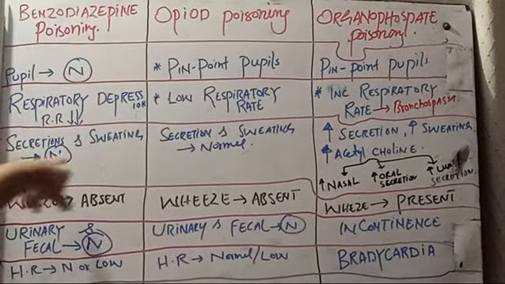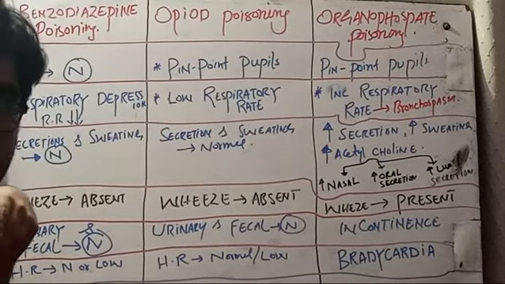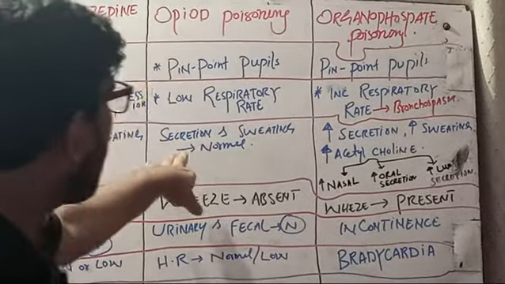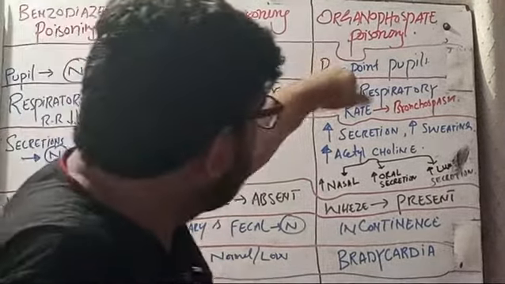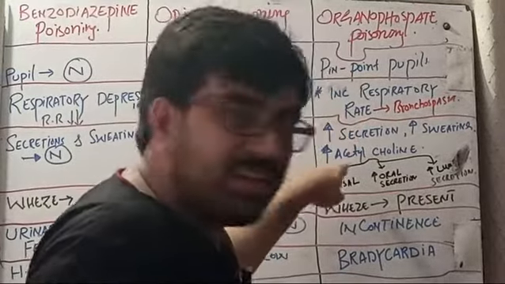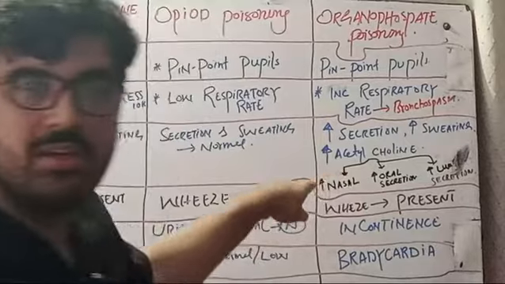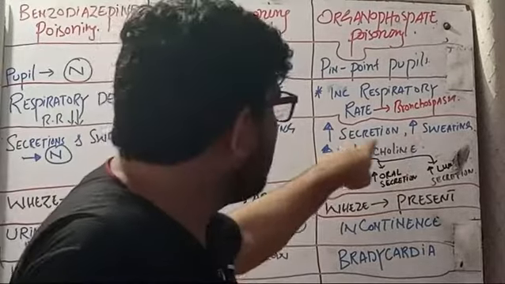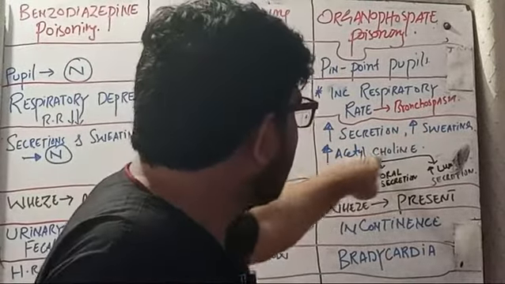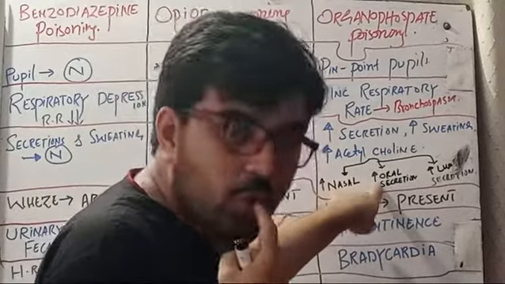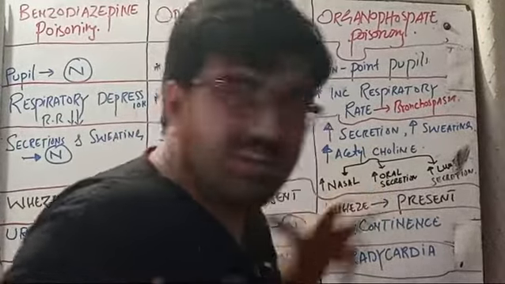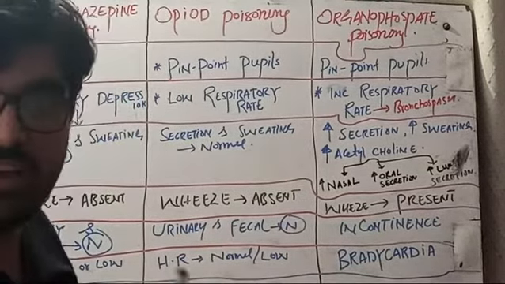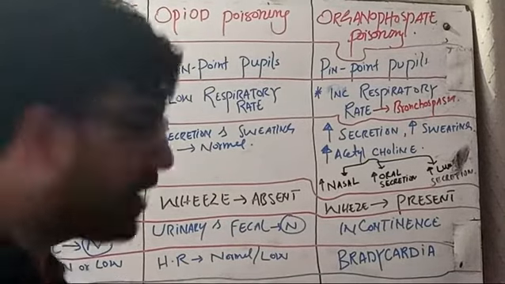In benzodiazepine poisoning, the secretion from the nose and mouth, and the sweating, is normal, or you can say depressed. In the opiate poisoning, that is also normal or depressed. But in the organophosphate poisoning, there is an increased amount of acetylcholine, and the sweat glands are controlled by acetylcholine, so there is increased secretion and increased sweating. Increased acetylcholine causes increased nasal secretion, oral secretion, secretion from the eyes, and lung secretion. The lungs are full of secretion. There is bronchorrhea, and acetylcholine acts on the airways, causing bronchospasm.